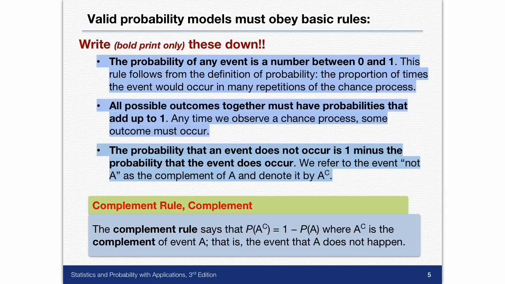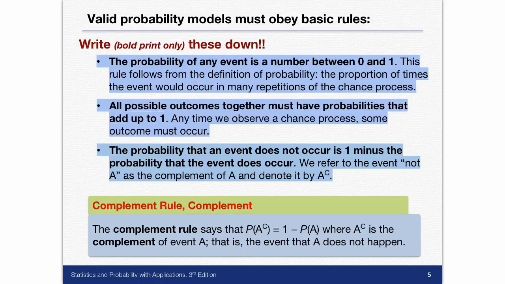Now, valid probability models must obey certain rules, and I want you to write these down, for definitely the bold part, okay? The first rule: the probability of any event is a number between 0 and 1. It can't be less than 0, it can't be more than 1. It has to be between 0 and 1. This rule follows from the definition of probability, the proportion of times the event would occur in many repetitions of the chance process.